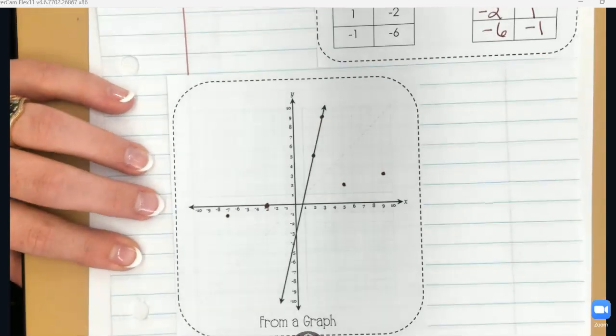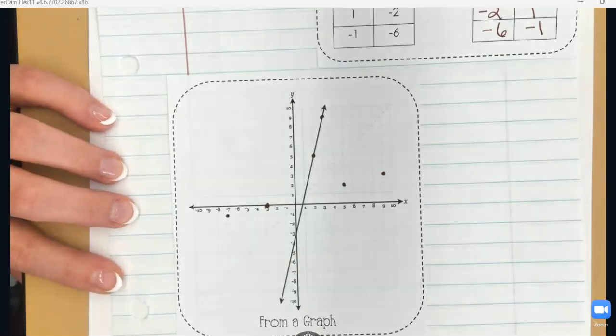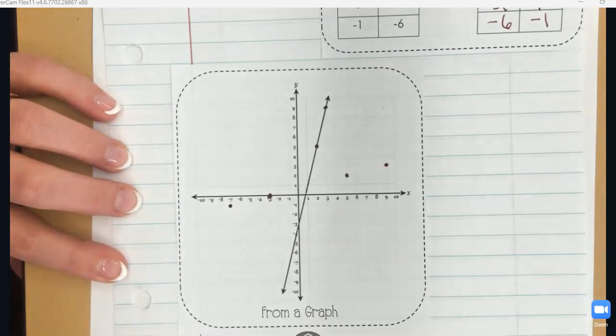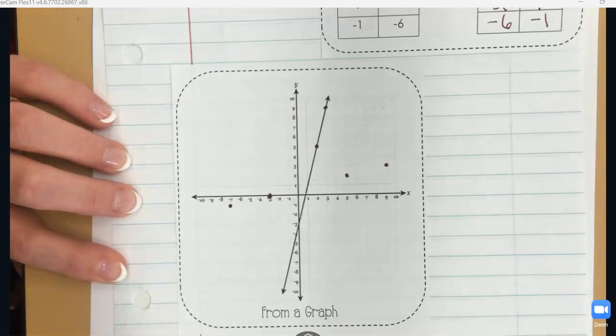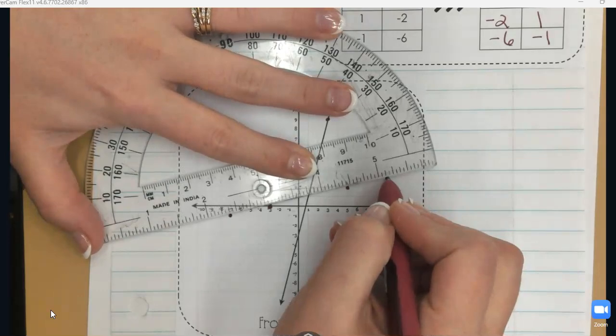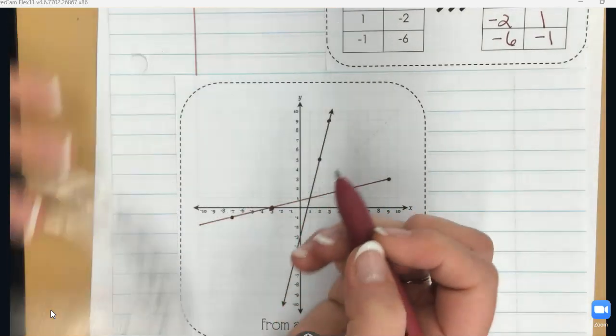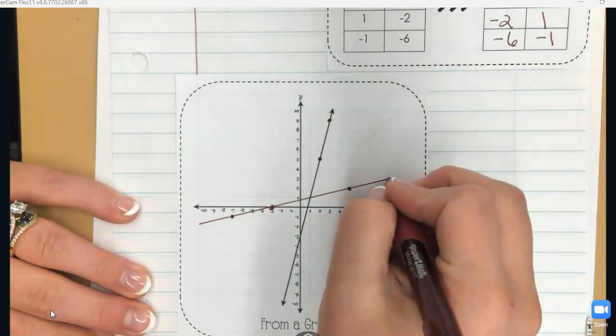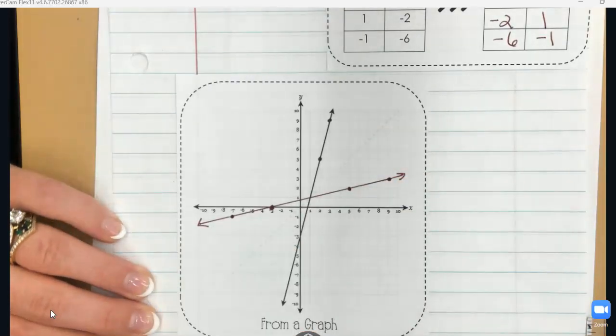But here I have enough points that I could just take a straight line and connect my dots. So I'm going to connect those dots. And there is the graph of my inverse, and it will continue to go on just like the original did.